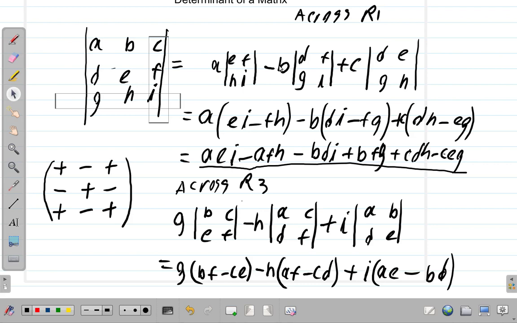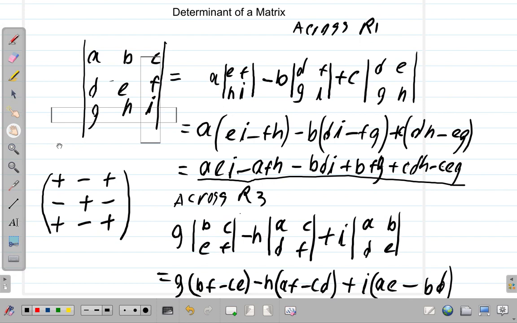This is where we left off in the last video, where we moved our covers across row 1, across the elements in row 1, covering them up, then across row 2, and then across row 3. And we saw that we got the same thing for the determinants. The question now is, would we get the same determinant if we expand down the columns?